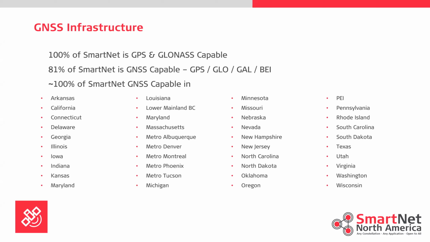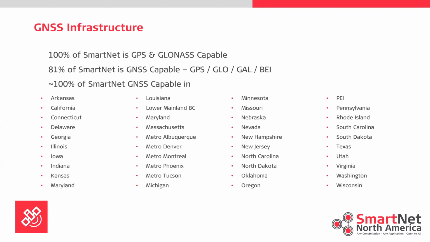81% of SmartNet is GNSS capable, meaning GPS L1, L2C, L1, L2, L2C, and L5. All triple frequencies from the Navstar GPS constellation, as well as GLONASS, Galileo, and BeiDou. This list here is the areas that are 100% GNSS capable.